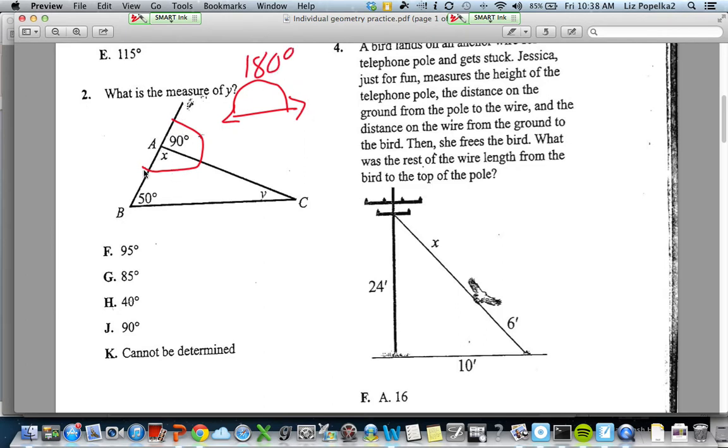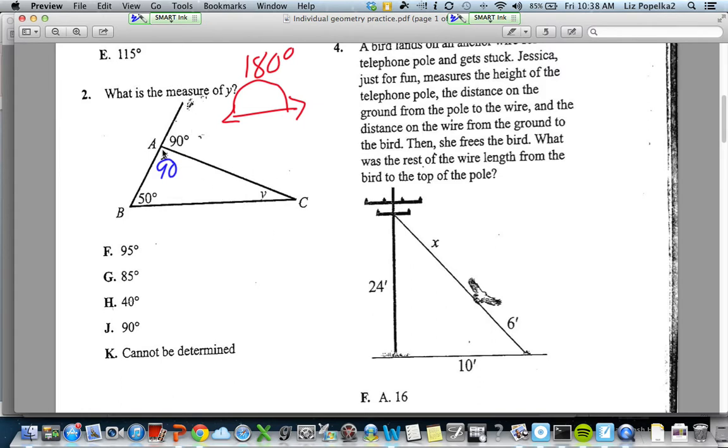So because these two angles together make up a straight line, if you look at this angle put together with this angle, they form a straight line. Added together, they have to equal 180 degrees. So if this angle that's given to us is 90, that means that this angle has to be 90 degrees. Because again, the two of them put together have to equal 180.